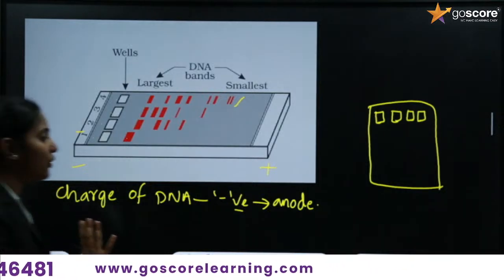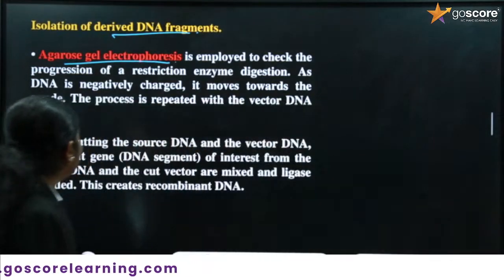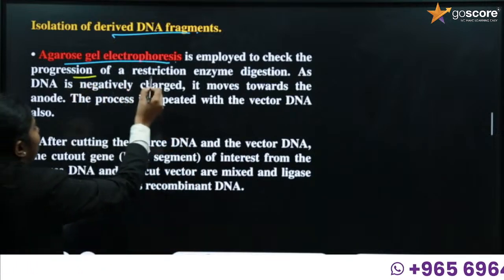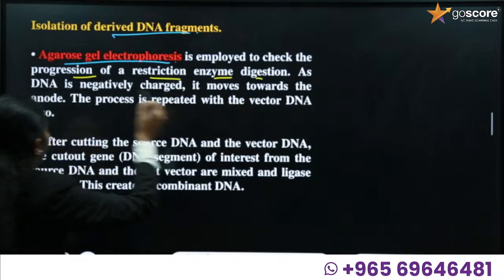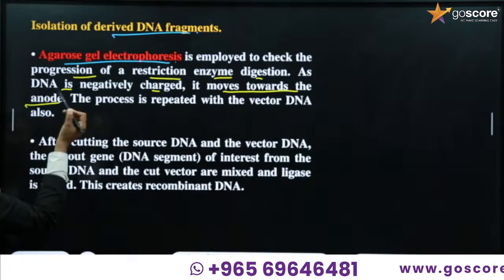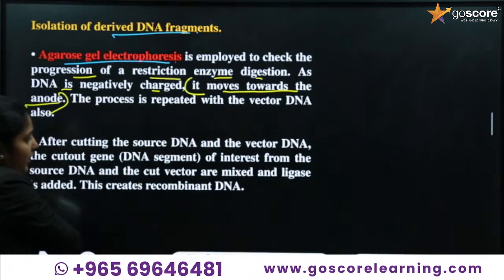Okay, these are the different steps involved here. So let's talk about isolation of derived DNA fragments. It is employed to check the progression of a restriction enzyme digestion. As DNA is negatively charged, it moves towards the anode. This is very important, dear students. You have to study this.